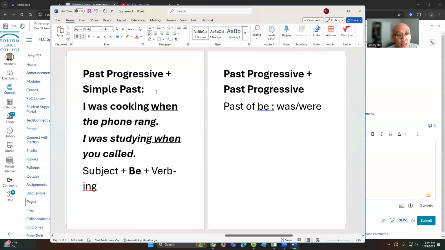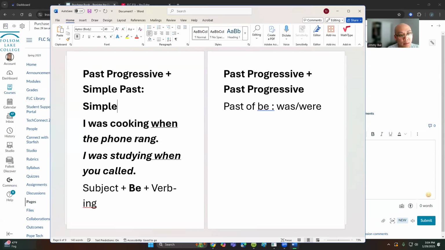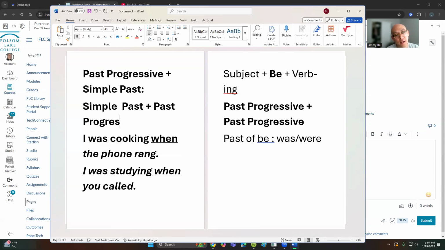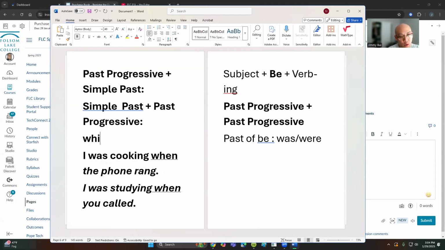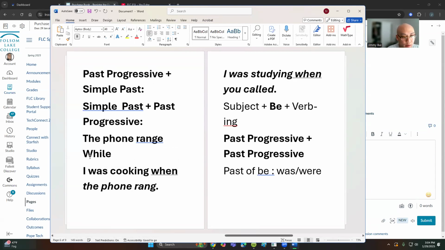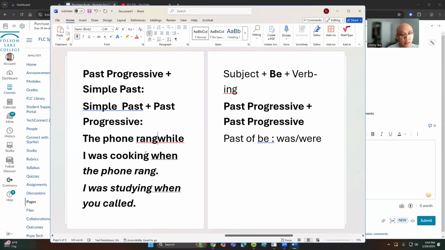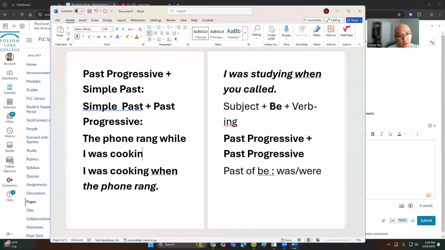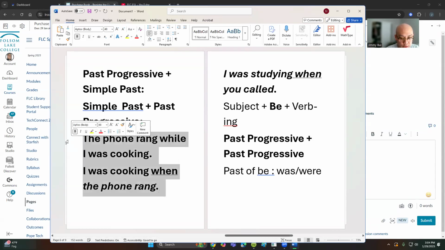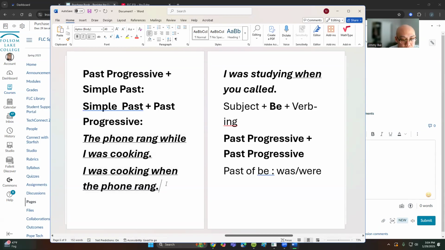To make the same statement, if I want to do simple past plus past progressive, I can do that. But we use the word while. And so the same sentence, simple past comes first. The phone rang while I was cooking. Okay, and so these two sentences right here are identical. One has while and one has when. When, again, is followed by simple past.